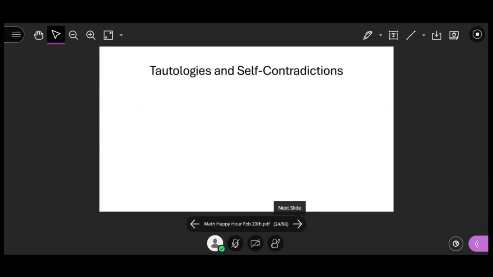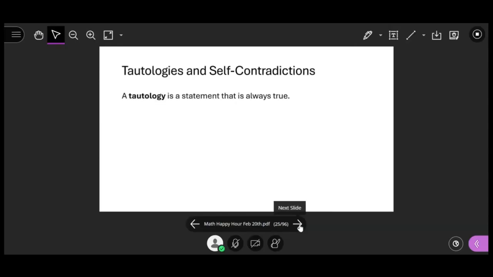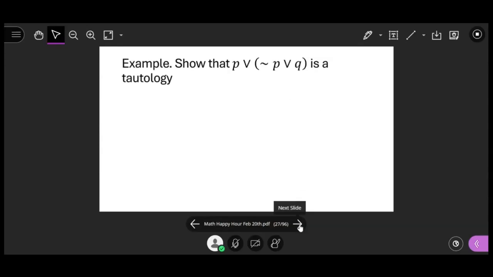In this section, we're also talking about tautologies and contradictions. Let's take a look at what those are. A tautology is a statement that is always true. When we do a truth table, if the last column is all true, then we say it's a tautology. A contradiction is always false, so the last column of the truth table would always be false. Here we have an example.